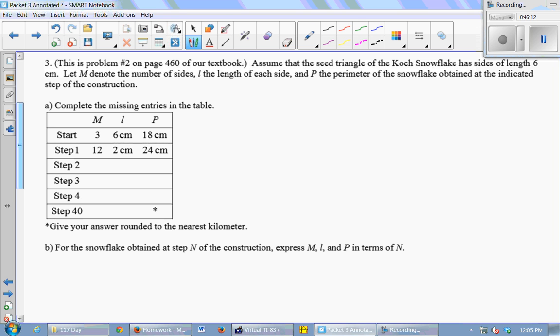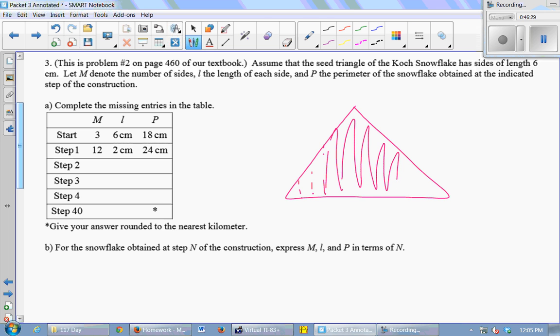So let's assume that the seed triangle of the Koch snowflake has sides of length 6. So I'm just going to draw it. Before I start trying to deal with this table, I'm going to draw what they're describing to me. Seed triangle of the Koch snowflake. So this should be shaded. And it has sides of length 6. Okay. So we're going to let M denote the number of sides, L the length of each side, and P the perimeter of the snowflake.